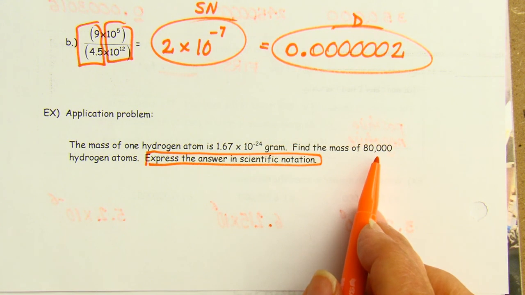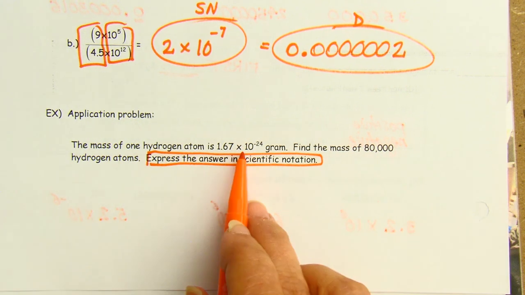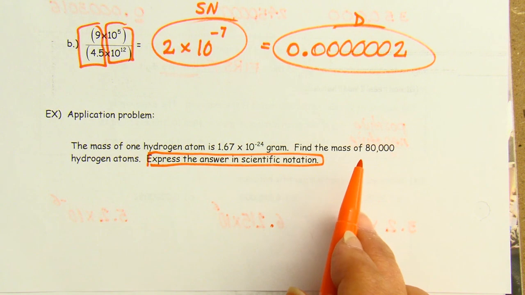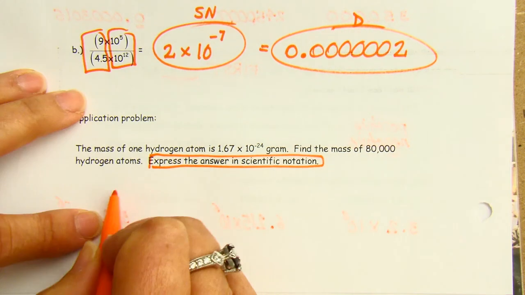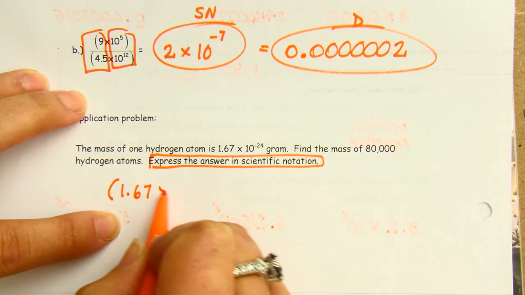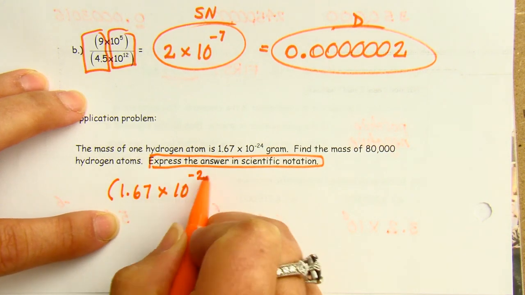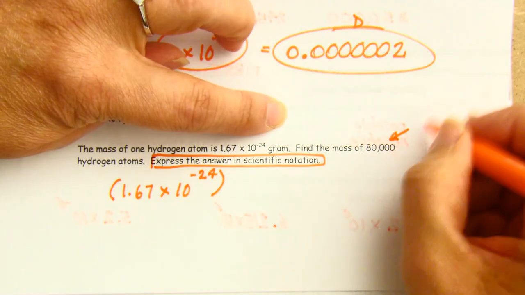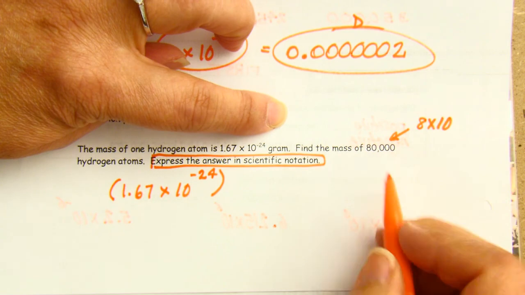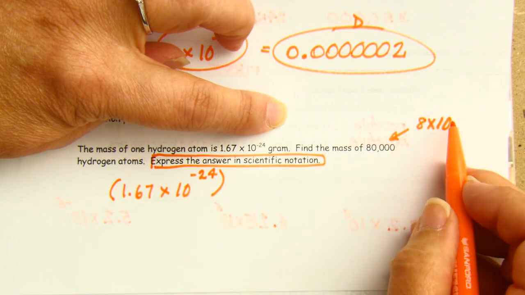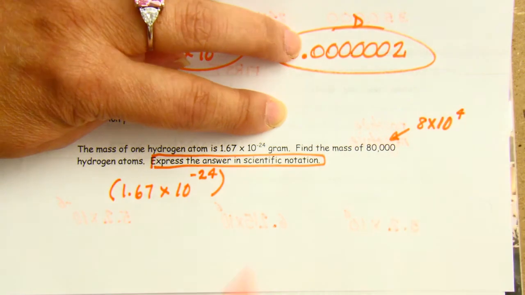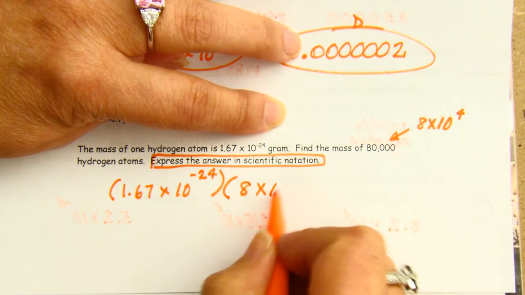But the other question I have is, do I multiply these or do I divide them? Well, if one of these is this much, to figure out how many 80,000 are, I would have to multiply. And so I'm going to write this as 1.67 times 10 to the negative 24. And I'm going to say this 80,000 is 8 times 10 to the power of, now this is a big number, so my exponent's going to be positive, and I need 10 to the power of 4. So I'm going to write that here. This is 8 times 10 to the power of 4.